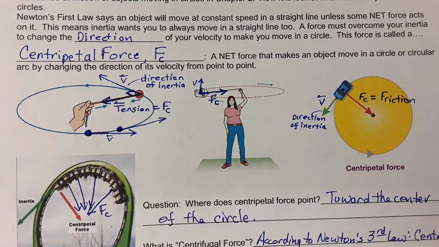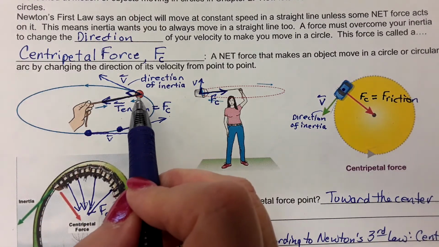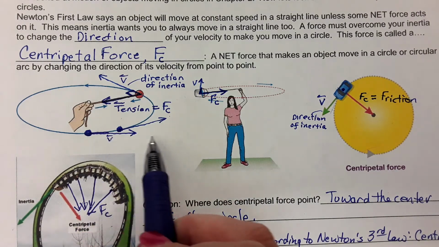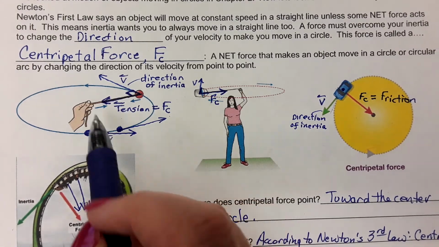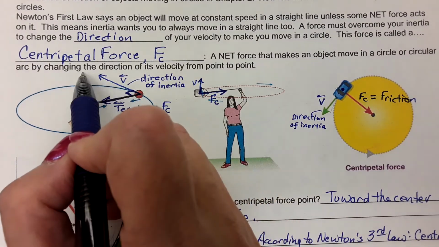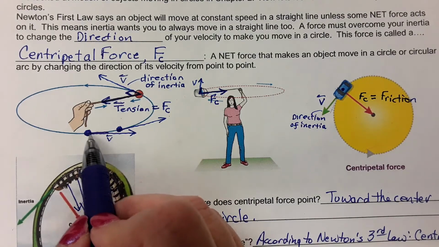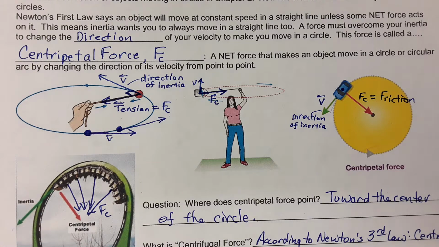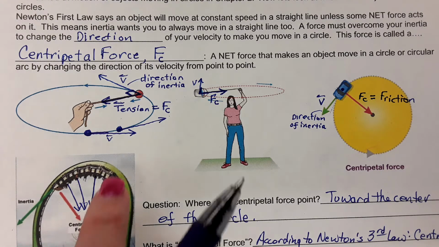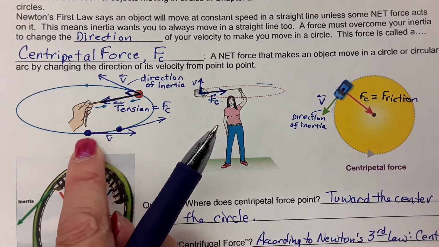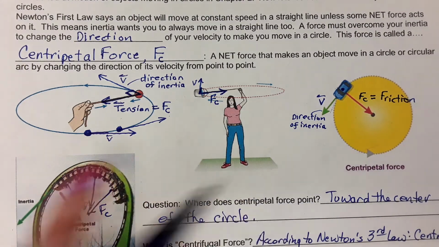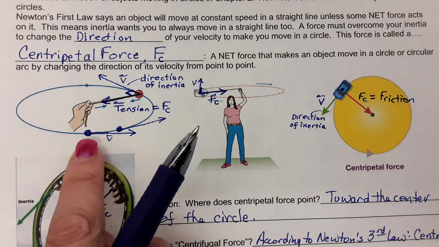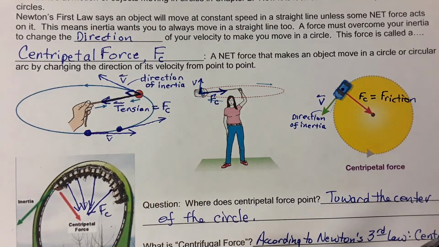Okay, if the string were to snap, whatever point the ball was located on the circle, it would follow that tangent vector away from the circle. So if the string broke right here, the ball would fly this way. If the string broke right here, the ball would fly directly to the right. So wherever the centripetal force stops, there's no more force to change the direction, so the inertia takes over and makes it travel a straight line. So you must have a centripetal force to overcome the inertia and make the ball travel in a circle.